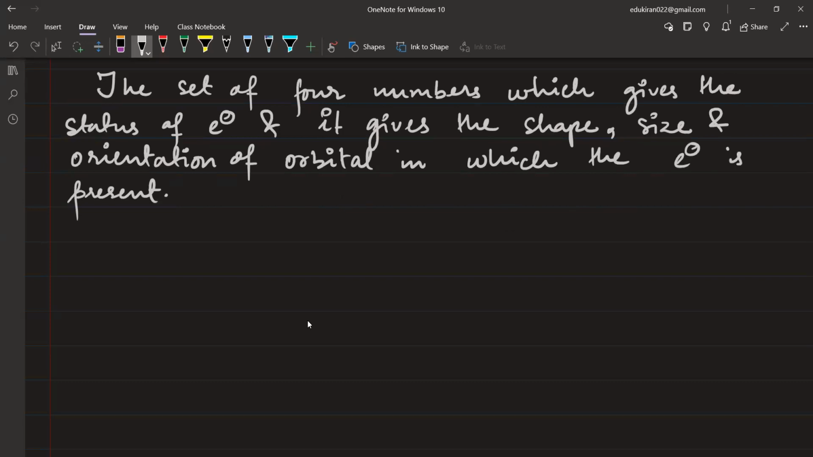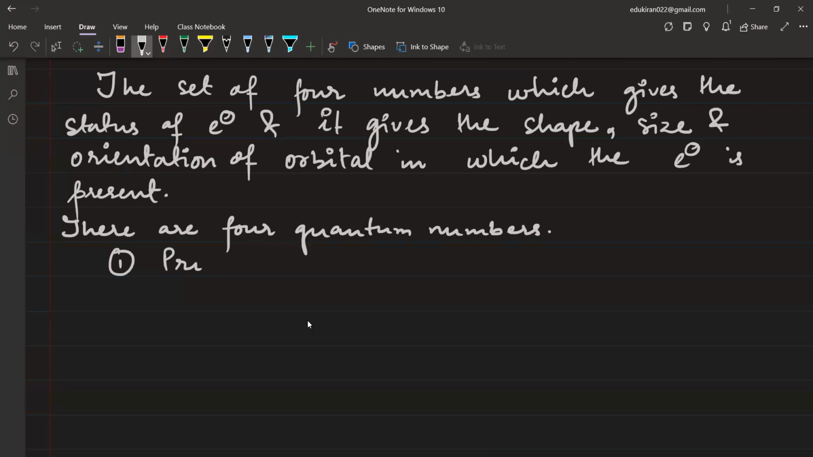Right, next, there are 4 quantum numbers. The first quantum number is the principal quantum number. It is represented as n, and sometimes I will refer to this as PQ.